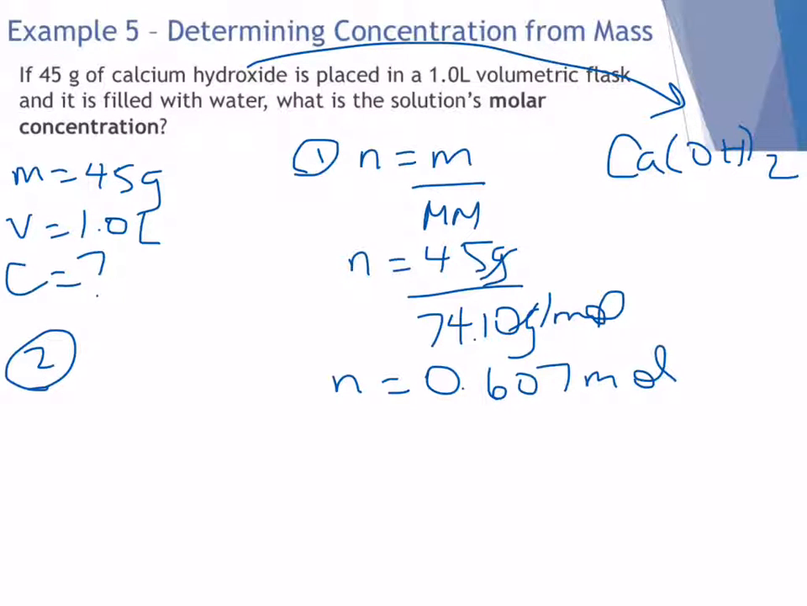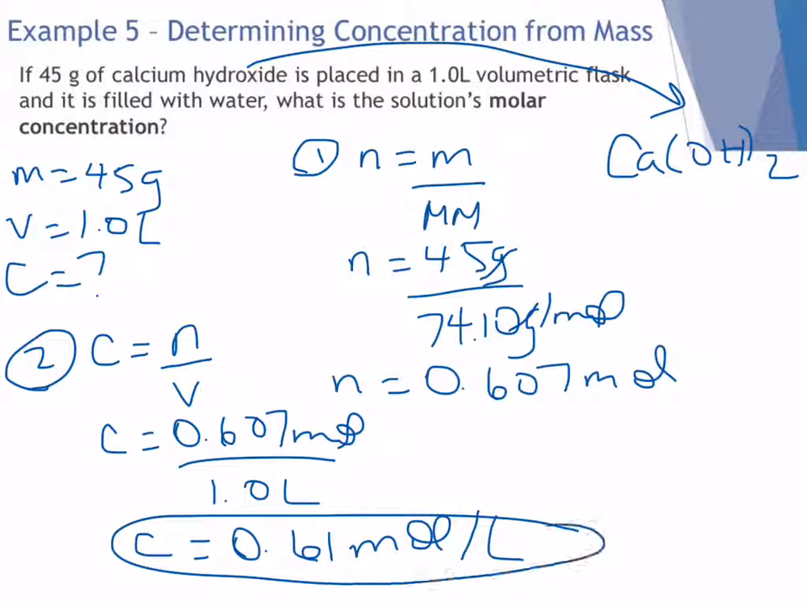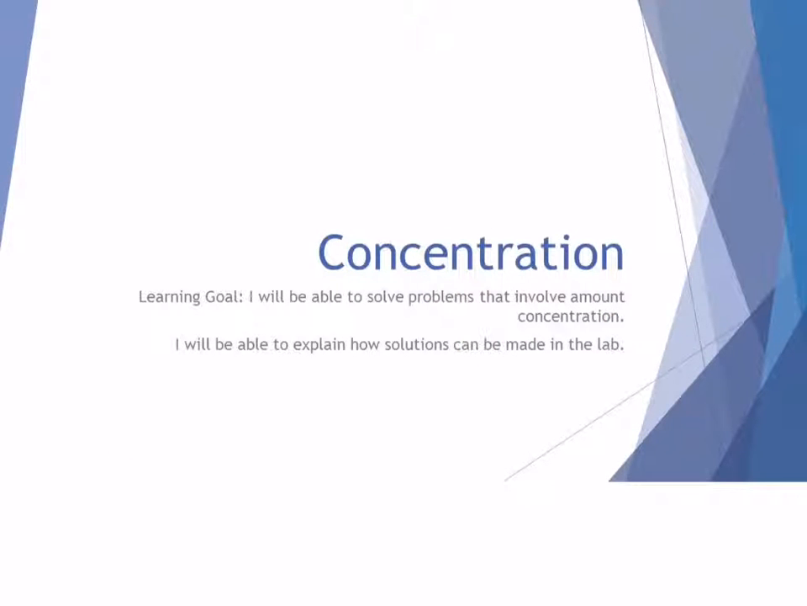The second part of this is we're going to do our moles divided by our volume in liters. So we get 0.61 moles per liter. So what that means is that if we take 45 grams of calcium hydroxide and dissolve it in 1 liter of water, our concentration would be 0.61 moles per liter. So that concludes our review of how to solve problems that involve amount or molar concentration. You will learn how to make solutions in your laboratory activity in class.